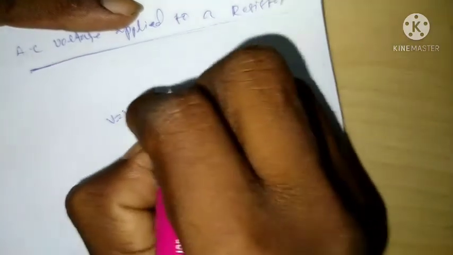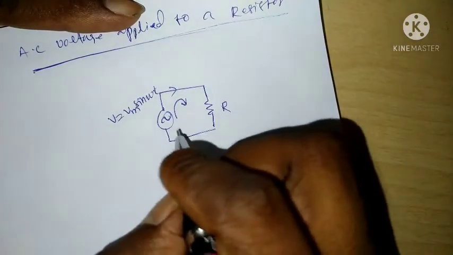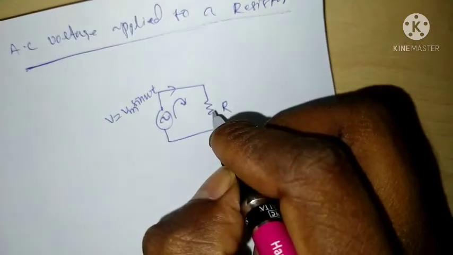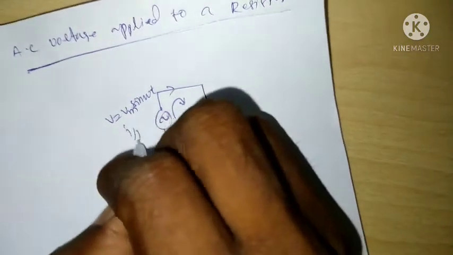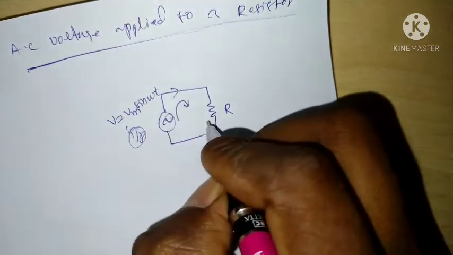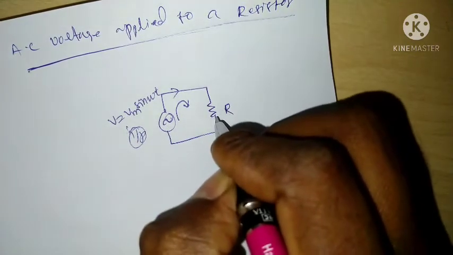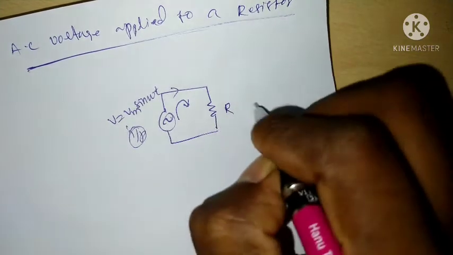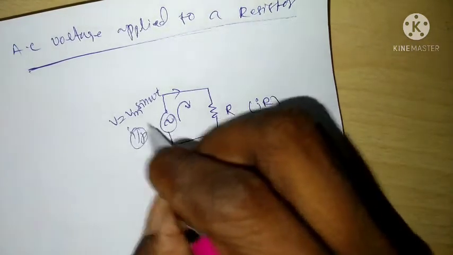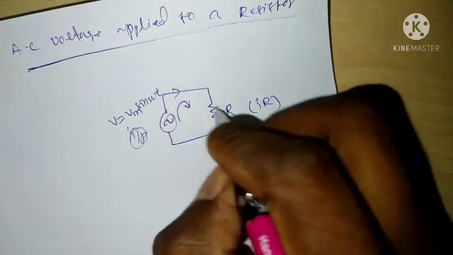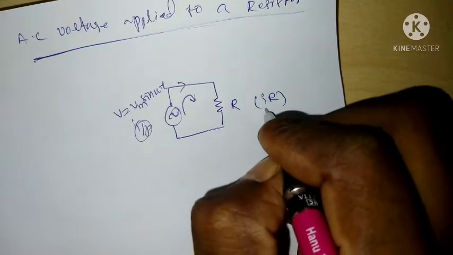From this equation, current is passing through the circuit in this direction. When the AC input voltage is applied, the voltage difference developed across the resistor is IR. The voltage is applied through a resistor, and the voltage dropped across the resistor is IR.